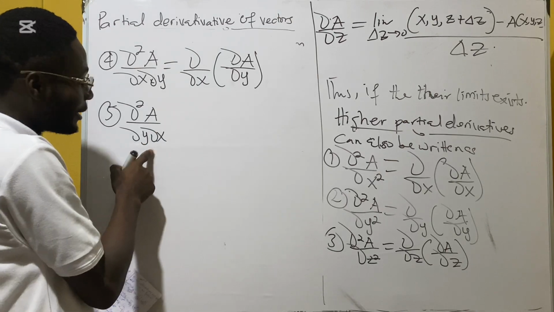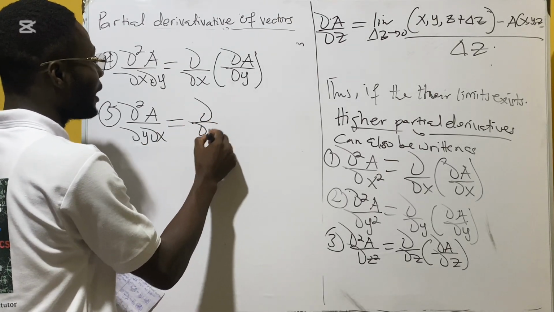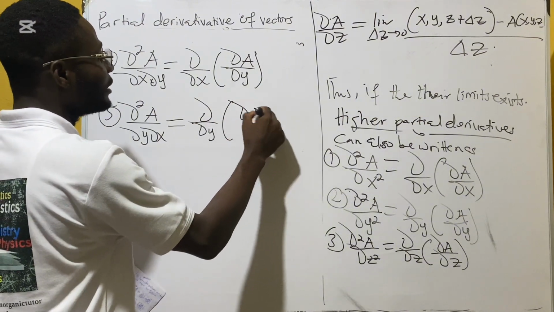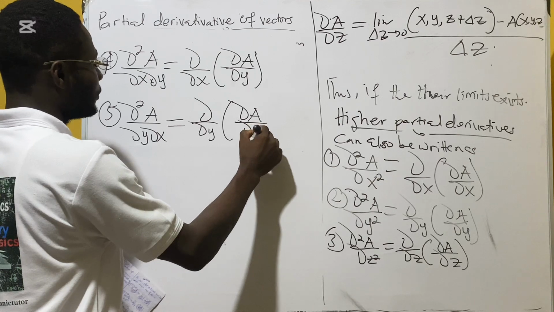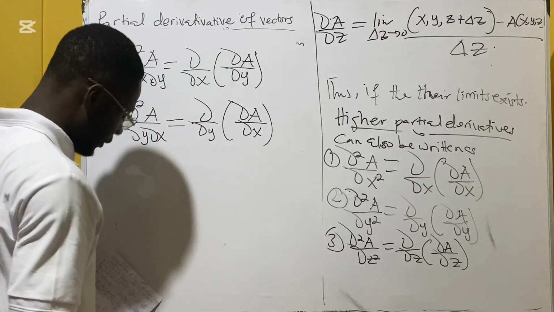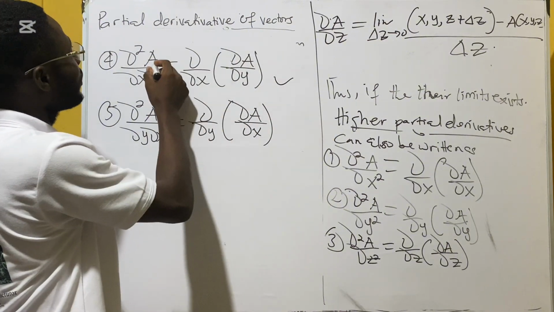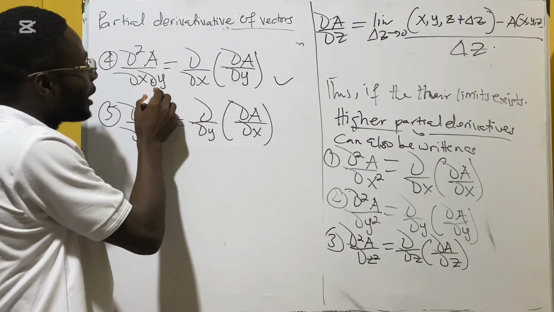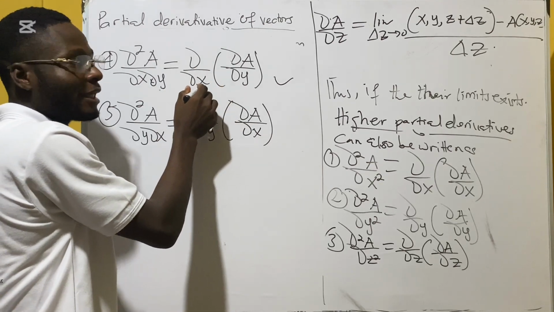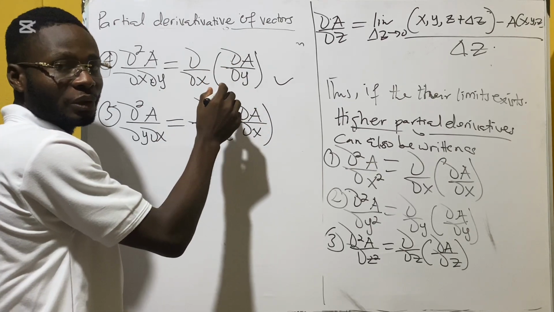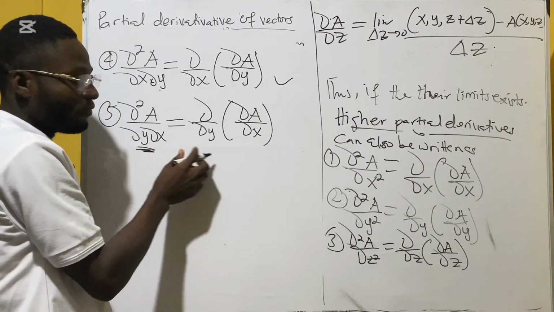d/dy of the partial of A with respect to x. So it follows in that order. The second partial of A with respect to x and y is equal to d/dx of the partial of A with respect to y. And when it changes, you have to follow the order.